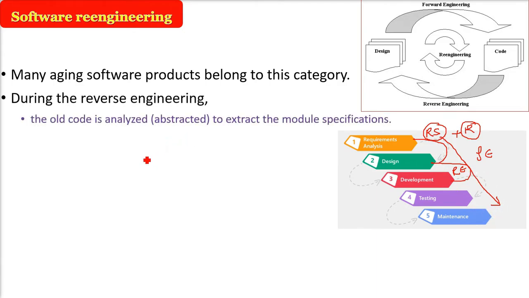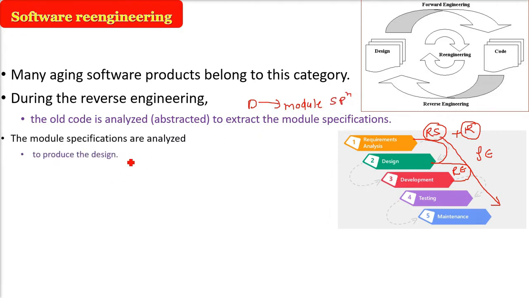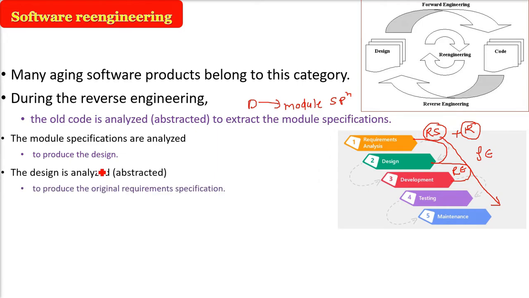During reverse engineering, the old code is analyzed at every level of abstraction, because we need to extract the module specifications. When you know the modules, how the cohesion and coupling are, how the module is formed, what patterns you have used, and what the architecture is, the module specifications are analyzed in order to produce the design. Then the design is analyzed to see what requirements and use cases created this design. And then you come to the original requirement specification.